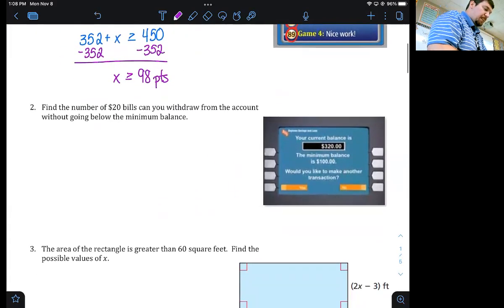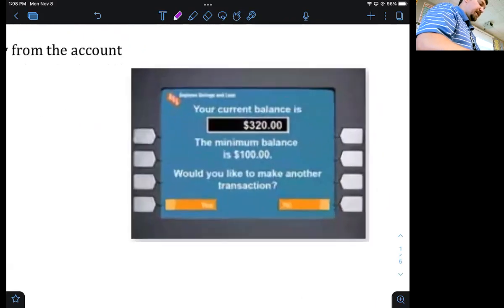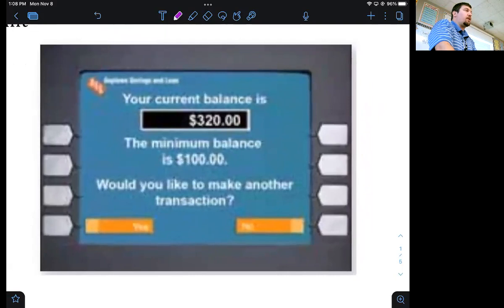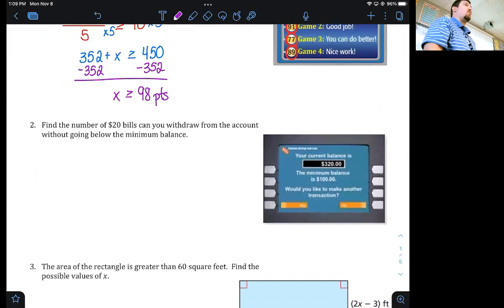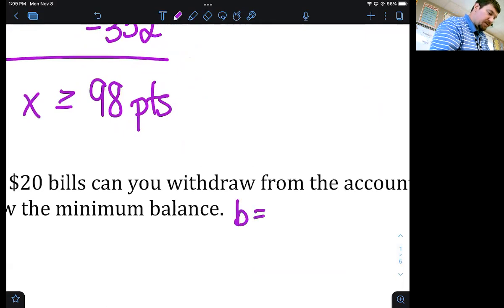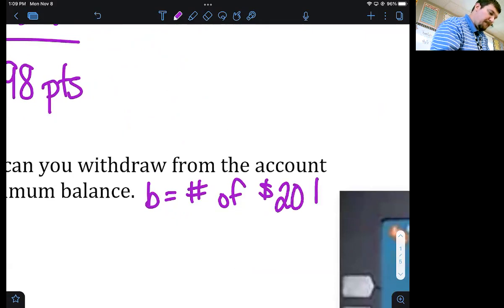Number 2, find the number of $20 bills you can withdraw from the account without going below the minimum balance. So a couple things we need to get from this. Maddox, what's our current account balance? Okay, and what can we not go lower than? 100. Okay, good. So find the number of $20 bills that you could take out. Shane, what variable do you want to use for our number of bills? B. Okay, so B equals the number of $20 bills.